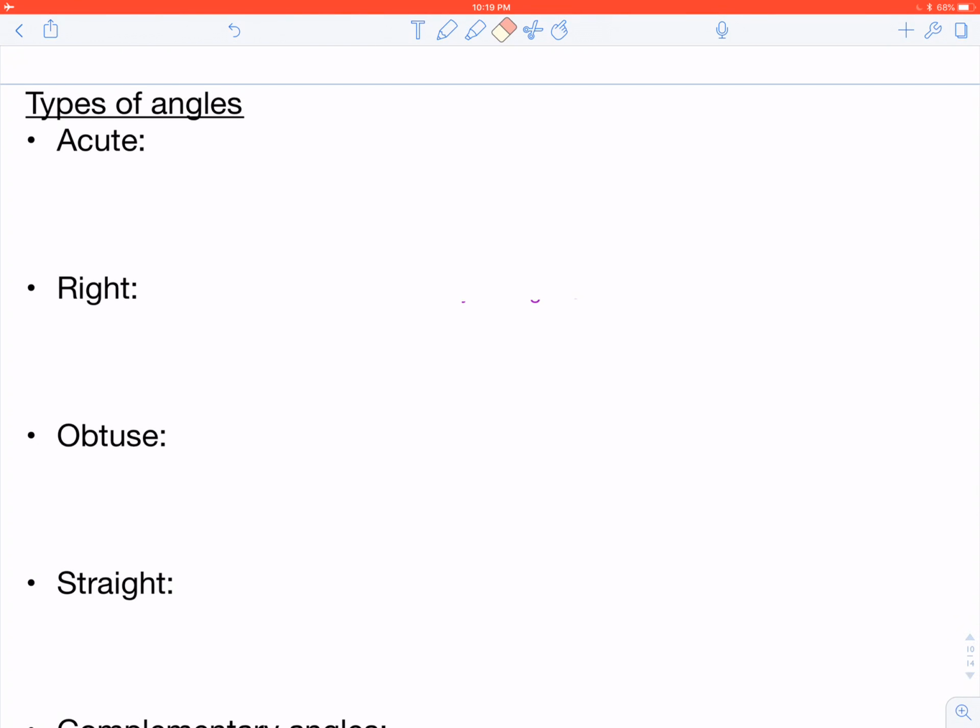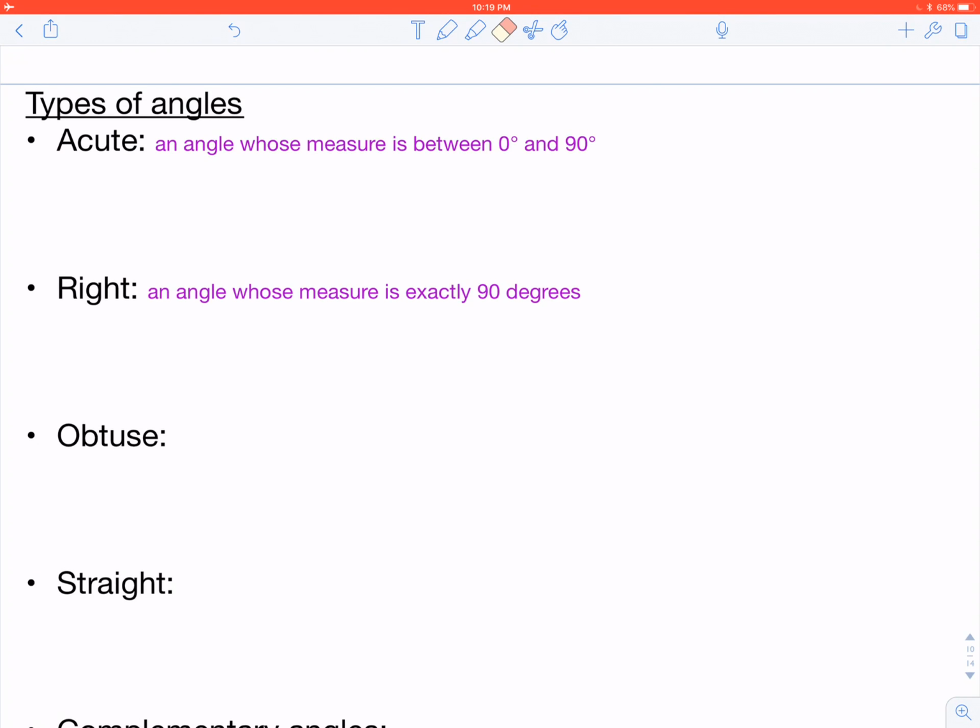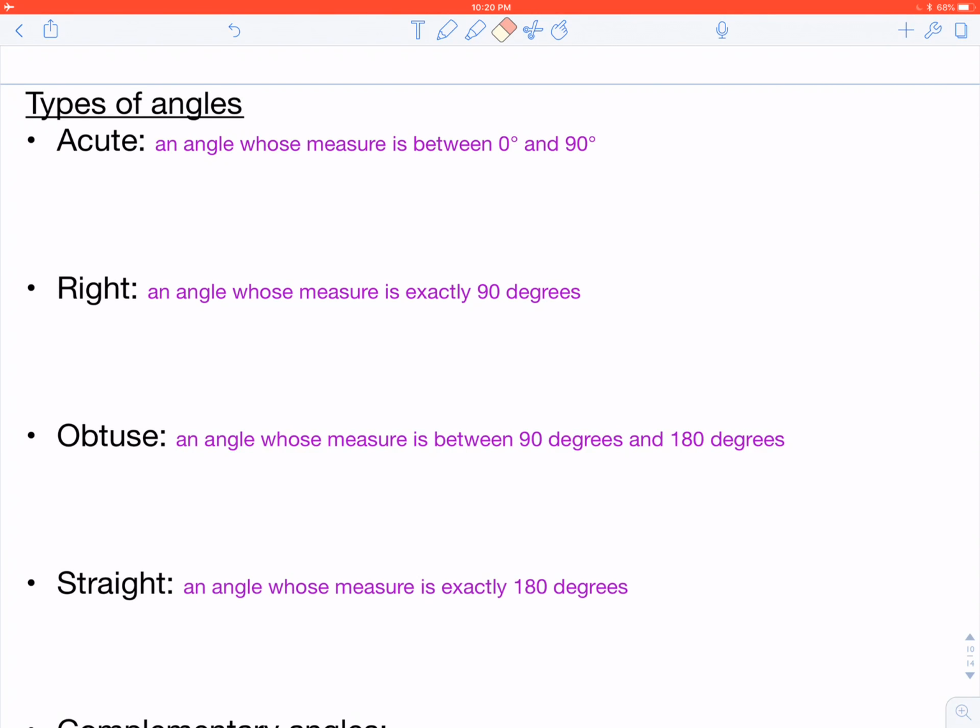First of all, we have acute angles. Acute angle is an angle whose measure is between 0 and 90 degrees. This is a very small angle. The word acute kind of sounds like it would be small. A right angle is an angle whose measure is exactly 90 degrees. It's just right. Obtuse, the word itself kind of sounds very large, an angle whose measure is between 90 degrees and 180 degrees. A straight angle is an angle whose measure is exactly 180 degrees.